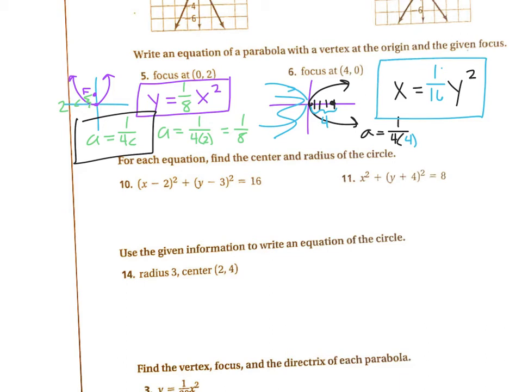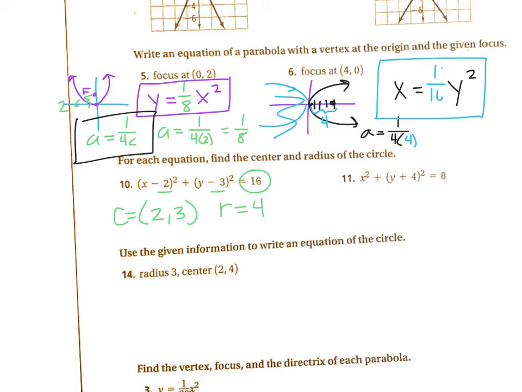All right, number 10, find the center and radius. So center is always opposite of what it looks like here. So it's -2, -3, so it's going to be a +2, +3 for the center. And then your radius is the square root of this number. So your radius would be 4.